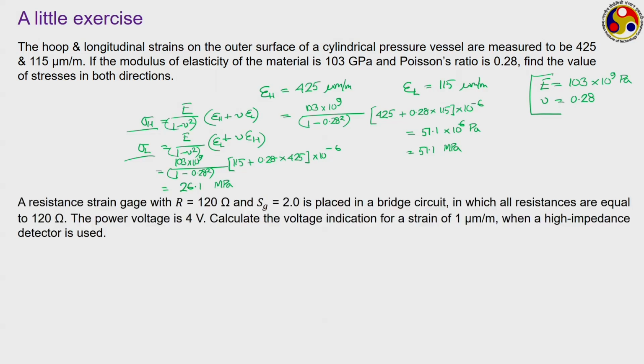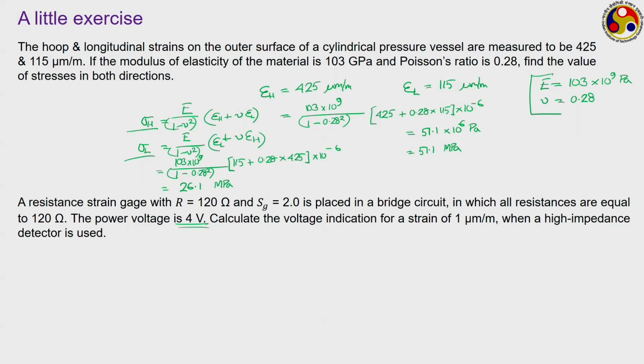Let us see one more parameter problem which involves resistance strain gauges now. Here we are talking about a strain gauge which is having a gauge resistance of 120 ohm and a gauge factor of 2. We are placing this one in a bridge circuit. In this bridge circuit, all resistances are also of the same value, that is 120 ohm. The power voltage is 4 volt. So, the excitation voltage is 4 volt in this case, and we have to calculate the voltage indication. When the bridge is balanced, initially all resistances are of equal value, and therefore the output voltage should be equal to 0, but whenever there is some kind of strain that the strain gauge is able to sense, its resistance will change, and correspondingly there will be some kind of voltage indication.